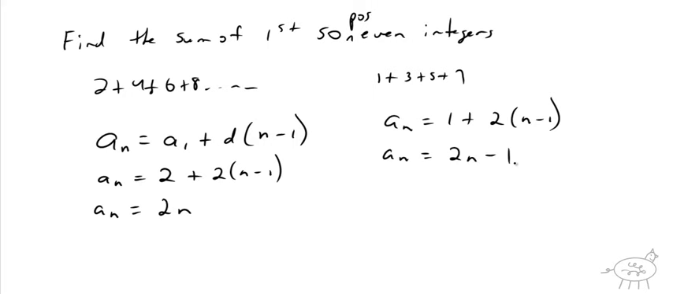It's easy to check them too. You put a 1 in there. If I put a 1 in there, I get 1. If I put a 2 in there, I get 3. If I put a 3 in there, I get 5. So you can see it's going up by odd integers. And with the even one, 2n: if I put a 1, it's a 2; a 2, I get a 4; 3, I get a 6, etc.